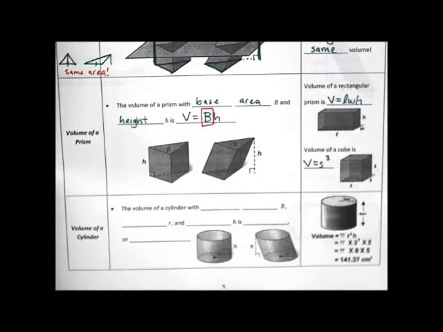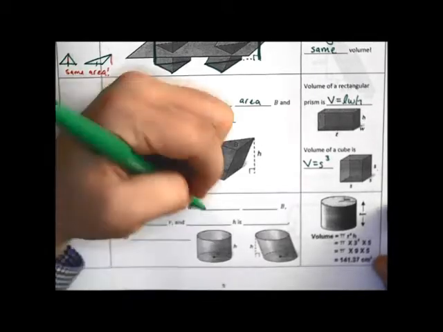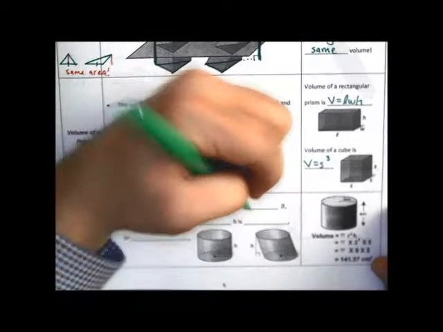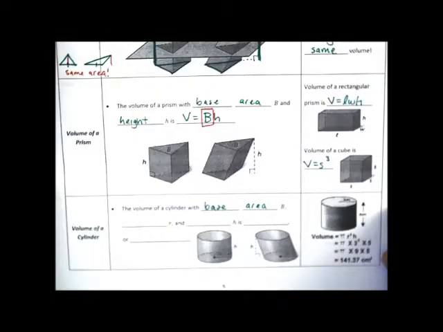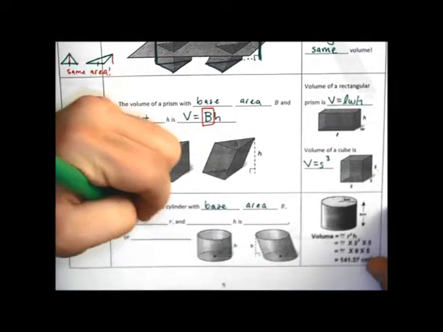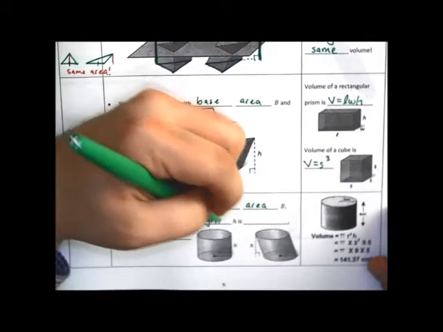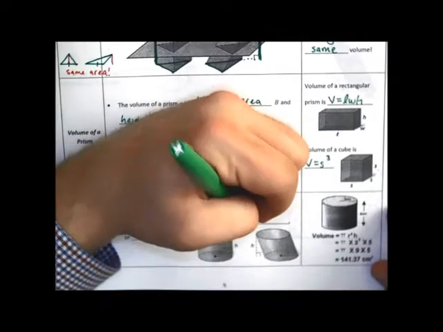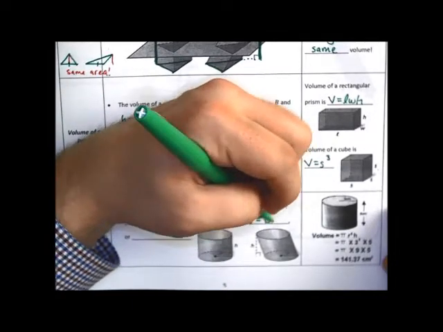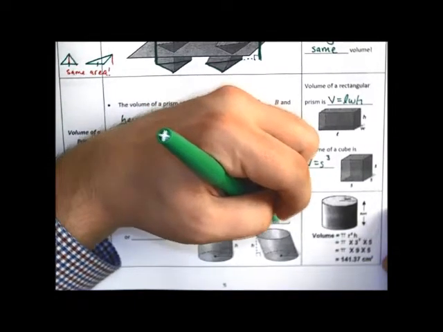Now, the volume of a cylinder is actually the exact same thing. We just like to put it in a slightly different formula so that it's a little bit easier to remember. So the volume of a cylinder with base area B, radius r, and height h is still volume equals capital B, so base area times height.